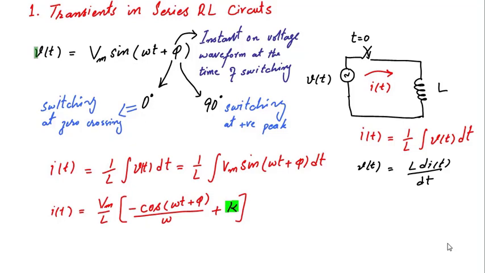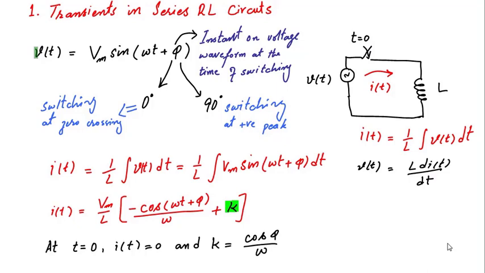Vm is also the constant value. So the integration of sine(omega t plus phi) will be minus cos(omega t plus phi) over omega, plus k. This k is the constant of integration. If we put the initial condition in this equation to find the value of k, here is the initial condition.